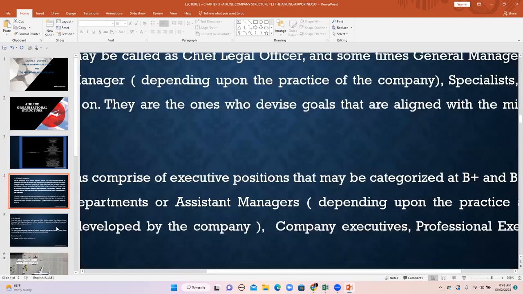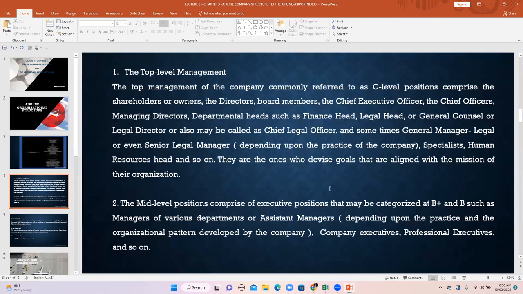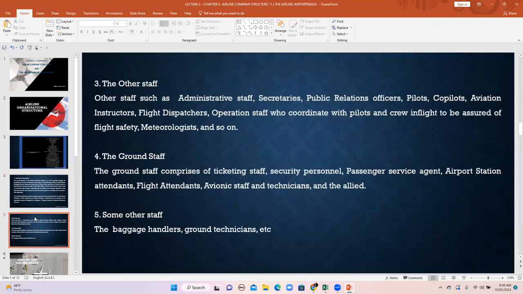So basically, the airline company has these designated employees who are working for them. Again, the name of the designation may vary, but like we discussed during the last class, it is divided into the top level, medium level, and the lower level management. Apart from that, you have the other staff, the ground staff, and some other staff.